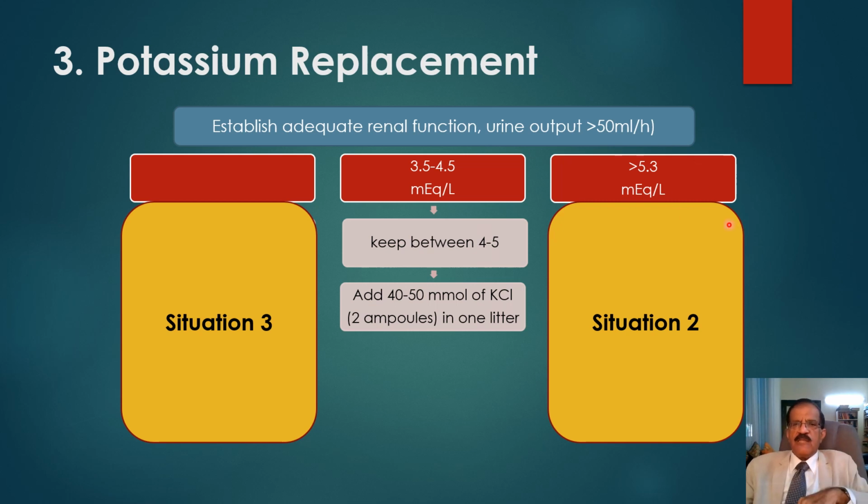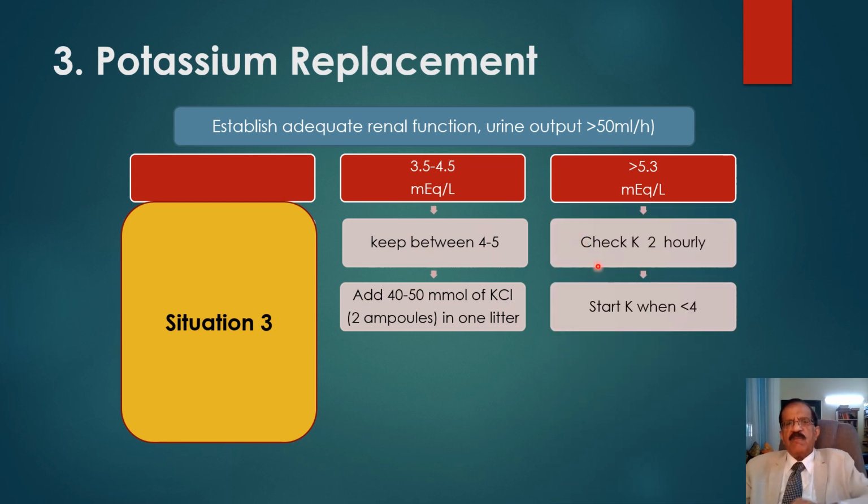Situation number 2 is when potassium is above normal or on the upper side of normal. Now this will be a relatively less common condition, but in this case you may not start potassium until the patient's potassium comes to this range. So you just check potassium every 2 hours, and once it comes in this range, then you can start giving potassium to prevent it from going further down.